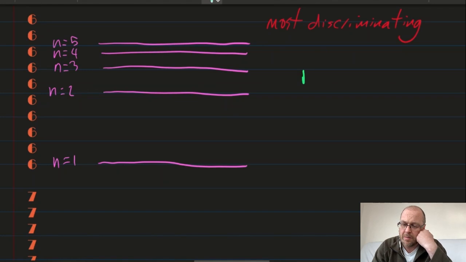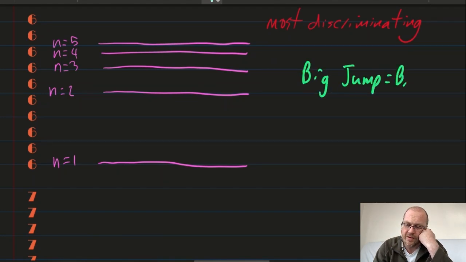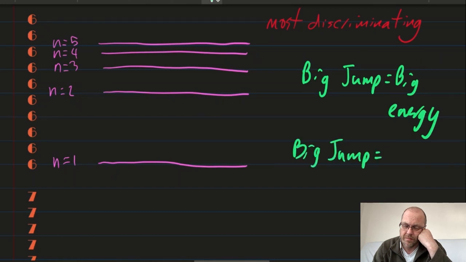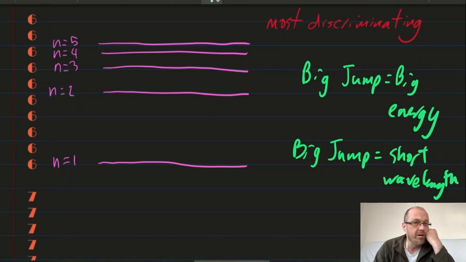All right, so I think big jump, big energy. So any big jumps, the bigger the jump, the bigger the energy. And the question isn't asking about energy, it's asking about longest wavelength. So something with a long wavelength has low energy. So if we're looking for the longest wavelength, then we want the smallest jump, because a big jump is short wavelength. And they're asking about longest wavelength, so we're looking for small jumps.